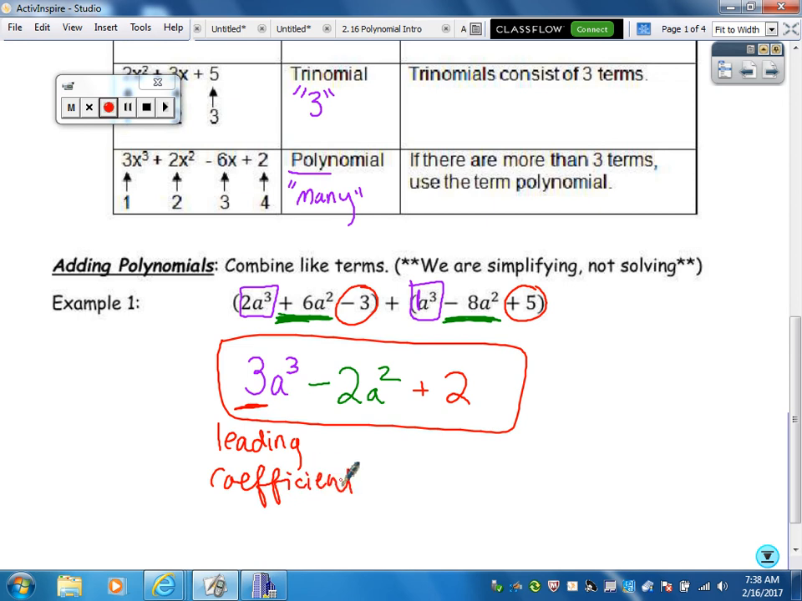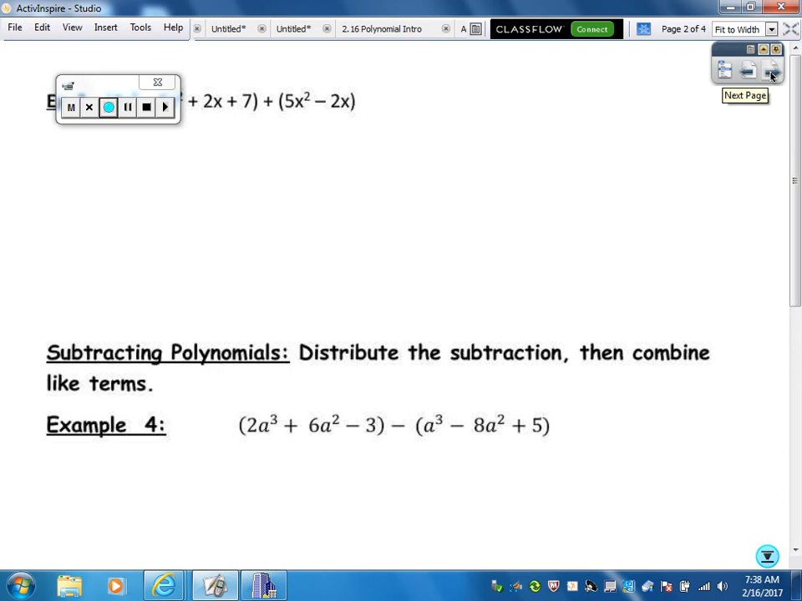So if you put it in a different order, you're not wrong, but get used to starting it out this way because that leading coefficient tells you a lot about how the graph starts and how it moves when you start graphing those in Algebra 2. All right, let's try another example.